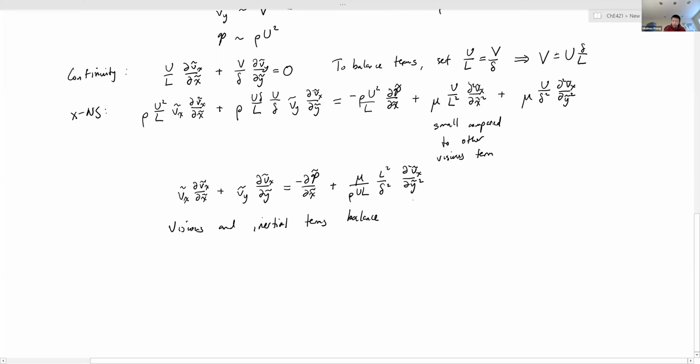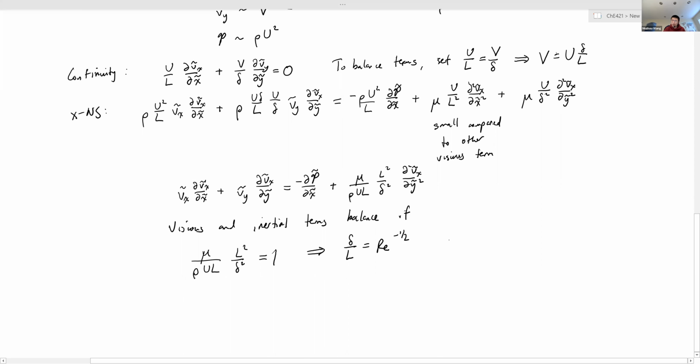They balance if this is of order 1. So mu over rho u L times L squared over delta squared is of order 1, right? And this implies then that the correct scaling for delta is that. Okay, because this is just Reynolds number, right? This right here is just 1 over Reynolds number, right?